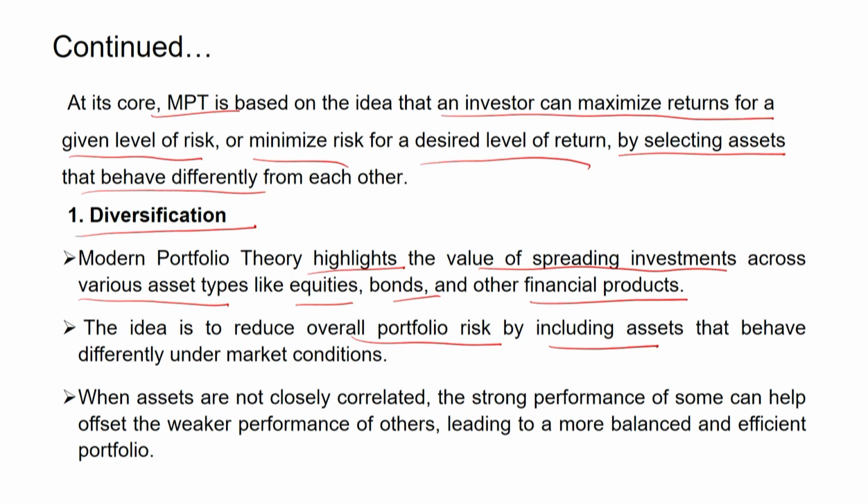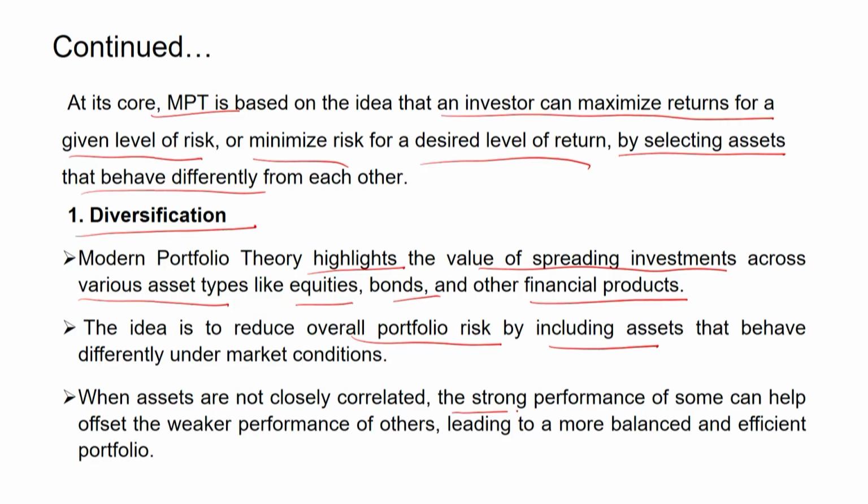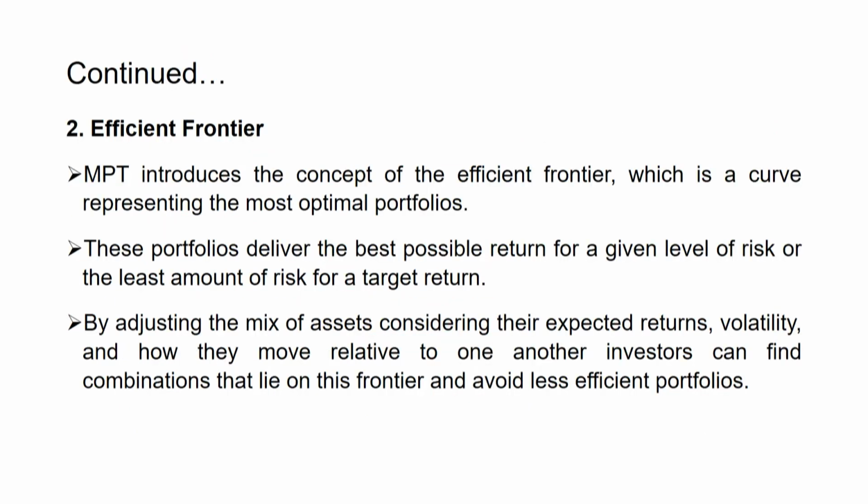So, basically when the assets that you have chosen in your portfolio are not closely correlated, the strong performance of some of the assets can help in offsetting the weaker performance of the other assets that you have chosen in your portfolio. So, this can lead to a more balanced and efficient portfolio for the investor. So, basically modern portfolio theory helps you to apply the principles of diversification and have balanced profits through the diversification procedure.